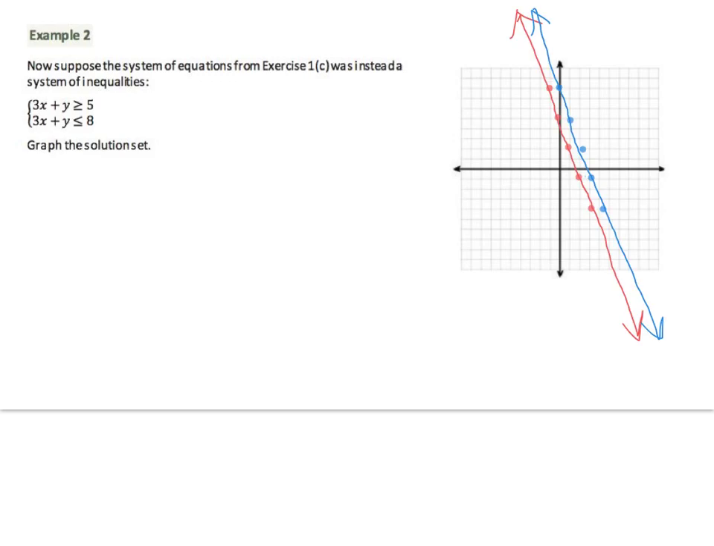Okay, so if we remember, this first equation was y greater than or equal to negative 3x plus 5. If I go ahead and test the point 0, 0, the origin, I'm going to get y is greater than or equal to 5. Is that true? No. This is my first equation. So I don't want 0, 0 to be a part of this solution. So for the red, I'm going to shade not 0, 0.